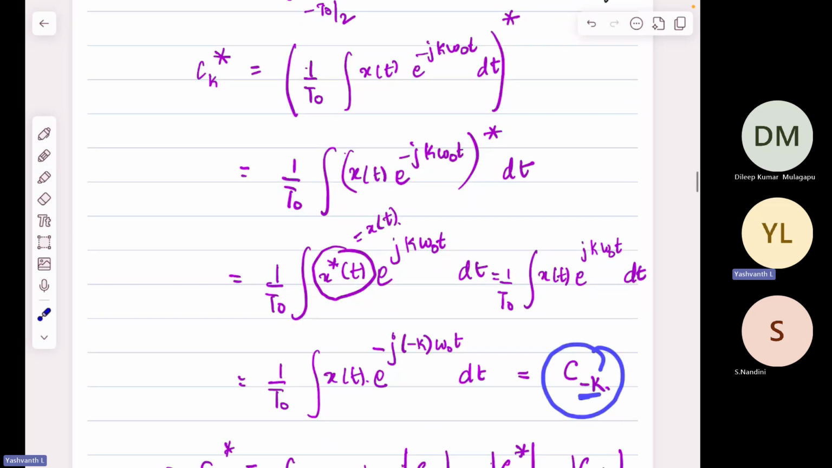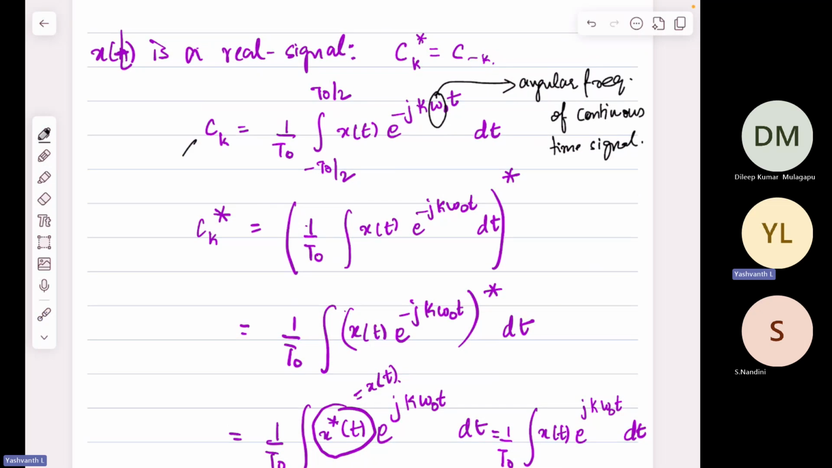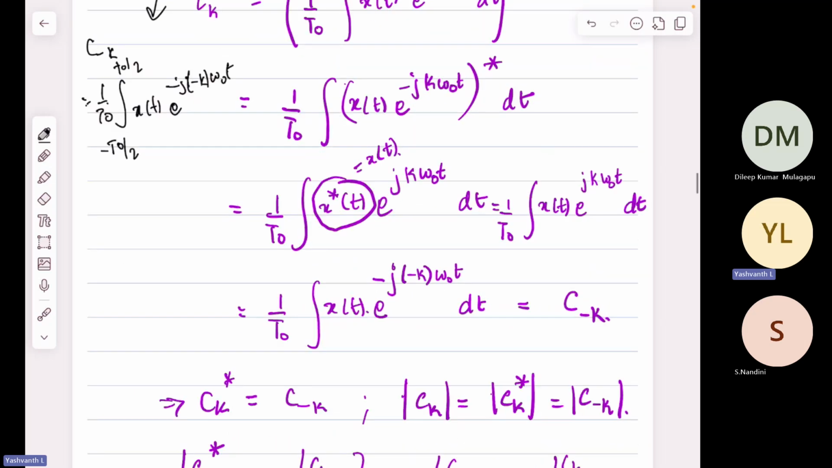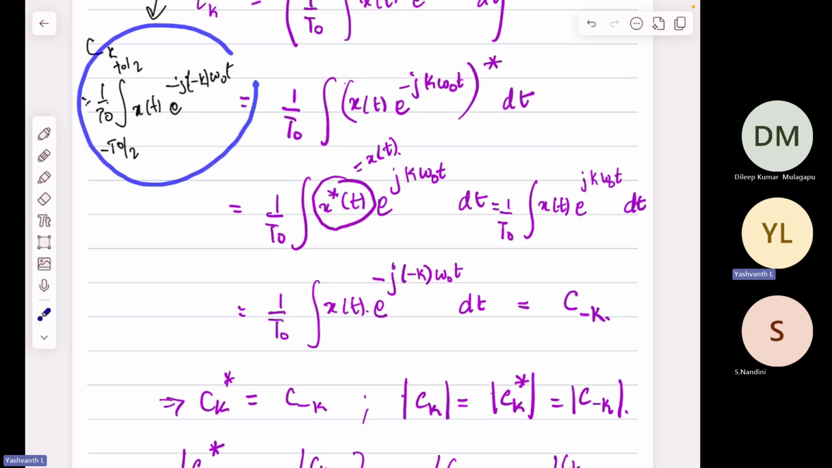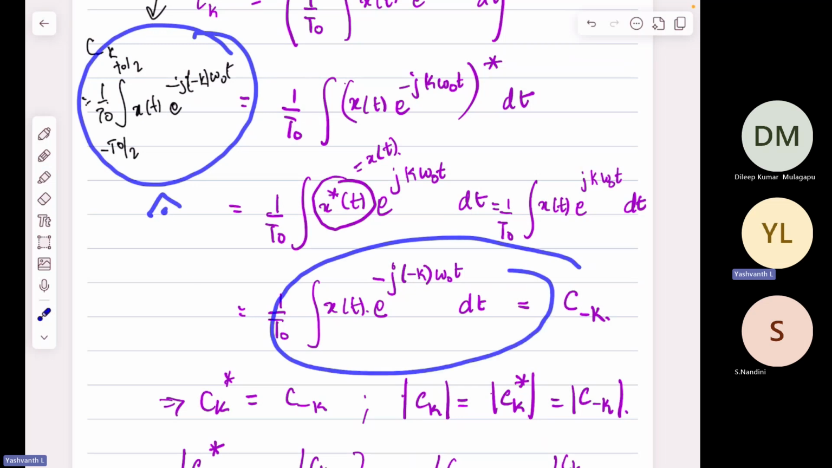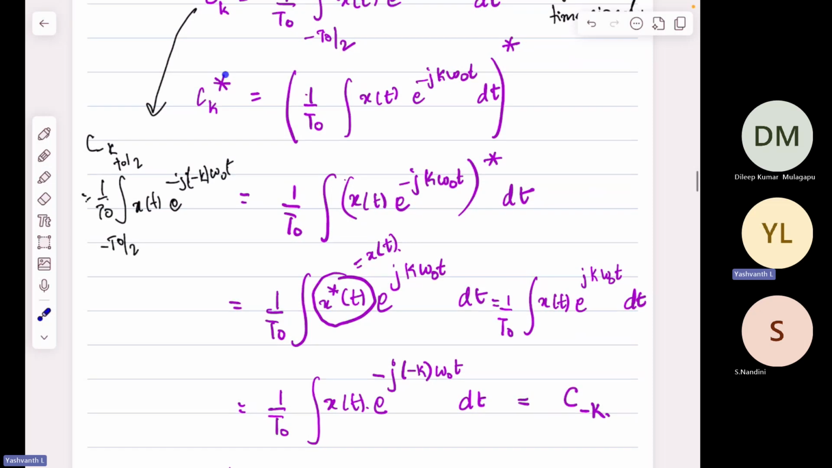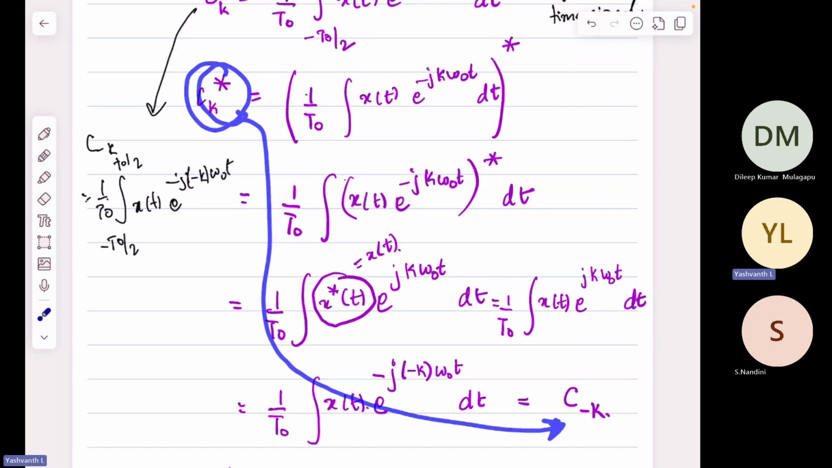Why? Write down the expression. If c_k is given like this, what is c minus k? It's nothing but 1 by T naught integral from minus T naught by 2 to plus T naught by 2 of x of t e power minus j minus k omega naught t. That is exactly what we also got here. You see, this is the same as this. Both are the same. That's why this is equal to c minus k. We took the conjugation here, simplified it and got c minus k. So for a real signal, c_k conjugate is equal to c minus k.